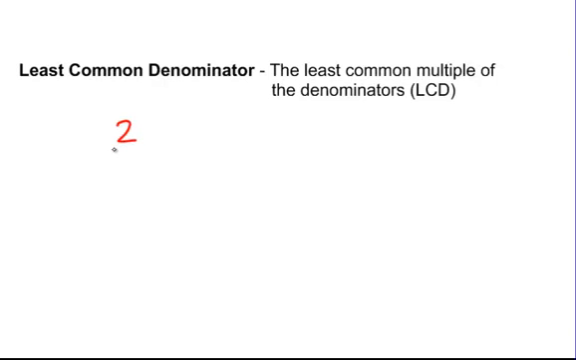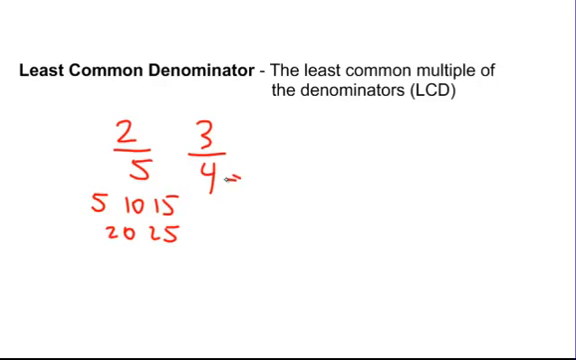If I have 2/5 and 3/4, the least common denominator, well, let's see what their multiples are. We have 5, 10, 15, 20, 25, that should be about good. Here we have 4, 8, 12, 16, 20. Do we have any in common? Yeah, we have 20. So 20 would be the least common denominator. So that's what that is.